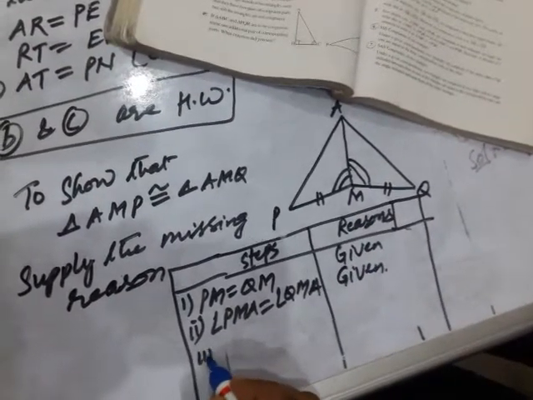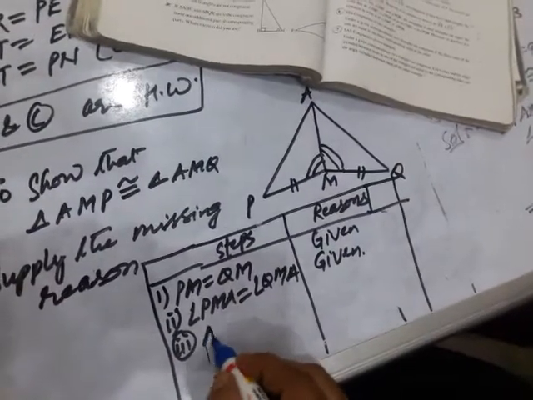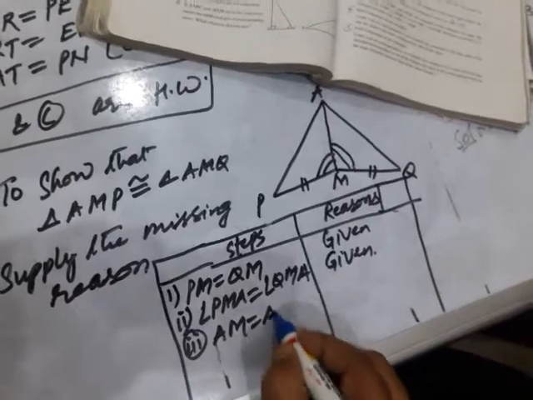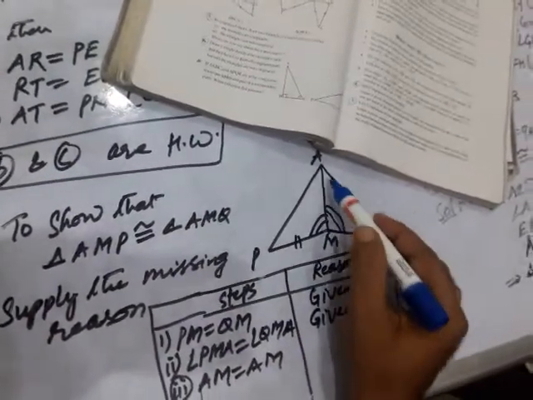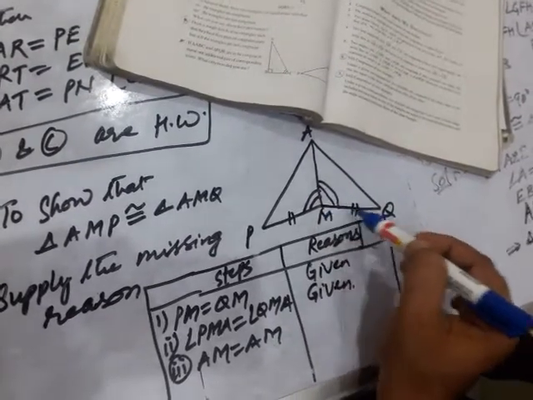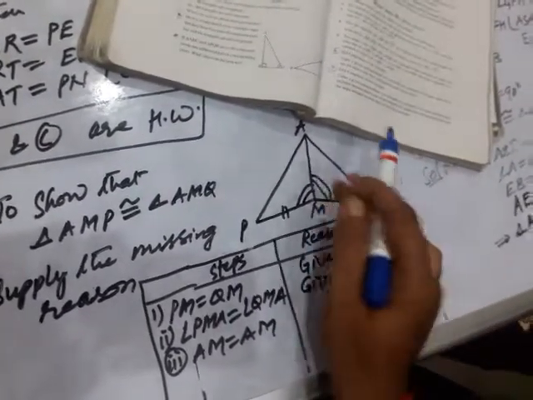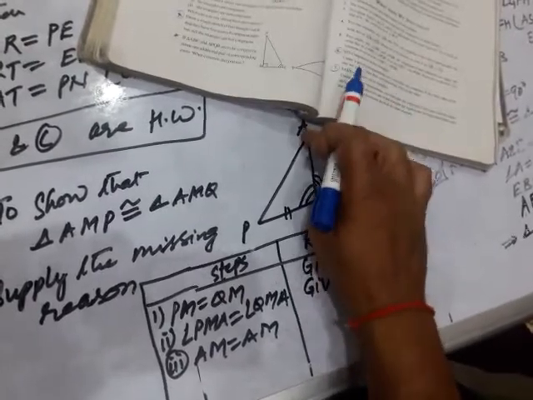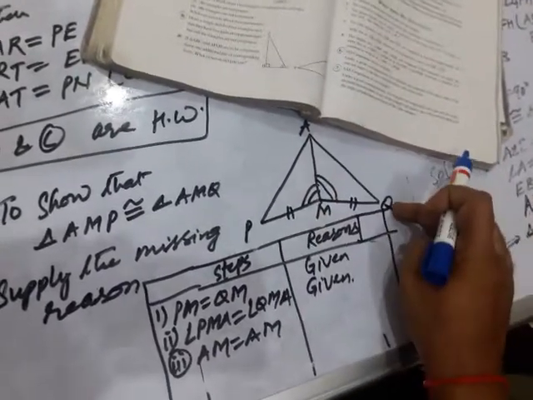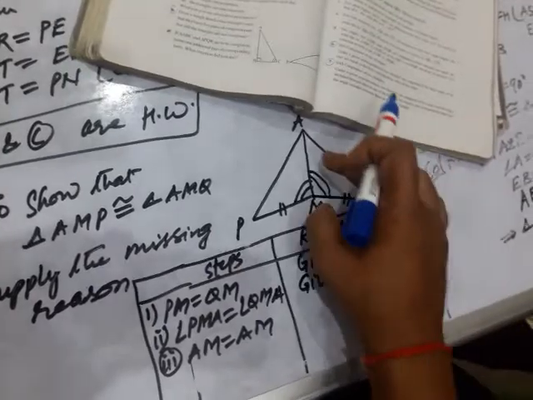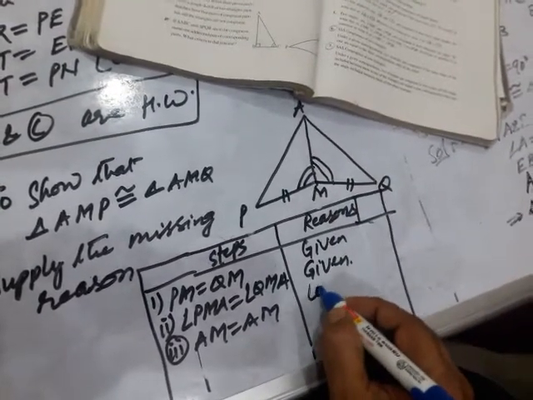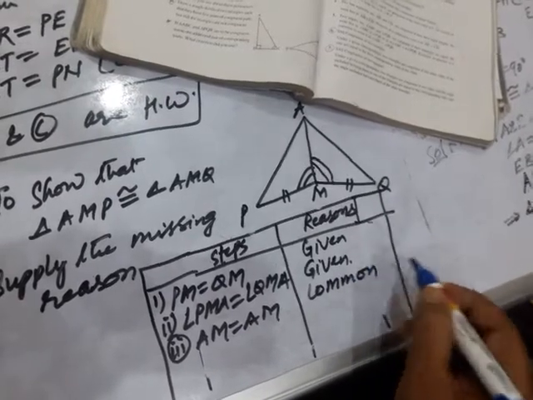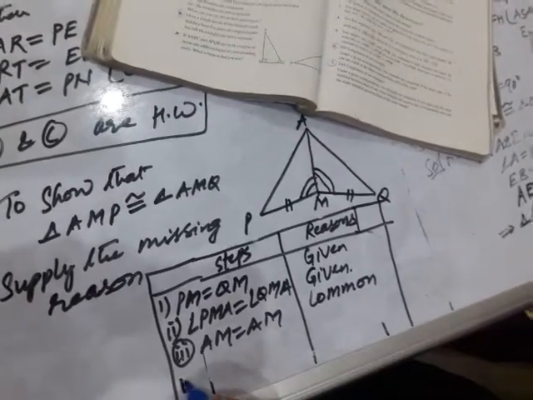What is the third part? Third part is AM equal to AM. Here it is not given. Side AM is common in both the triangles. Clear? In triangles AMP and AMQ, since this is a common side, it means in both the triangles this side is equal, AM equal to AM, that is common. Now what is the fourth part?